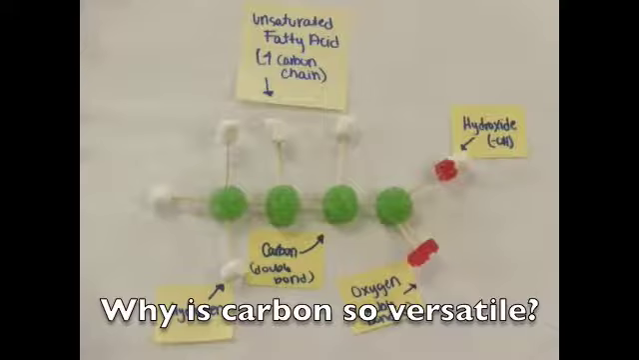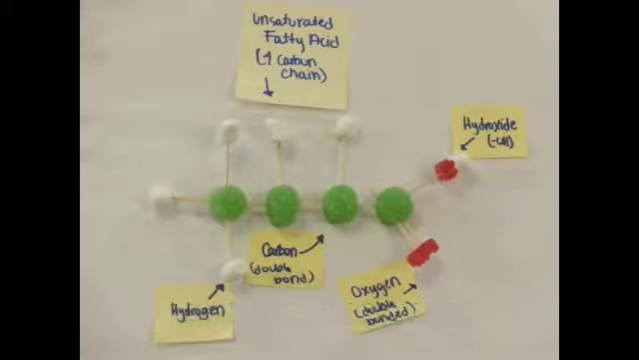Carbon is a very versatile atom because it is tetravalent, which means it can bond with 4 other elements at the same time. It can form single, double, and triple bonds. It can also form chains, branch chains, and rings when connected to other carbon atoms.